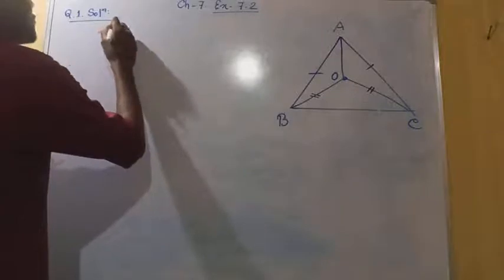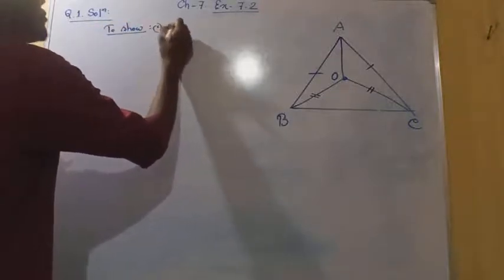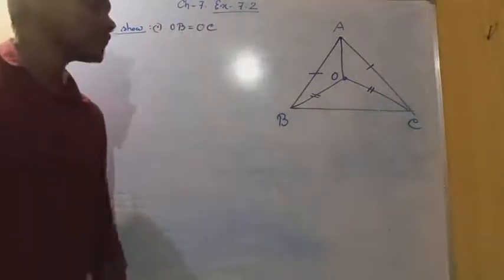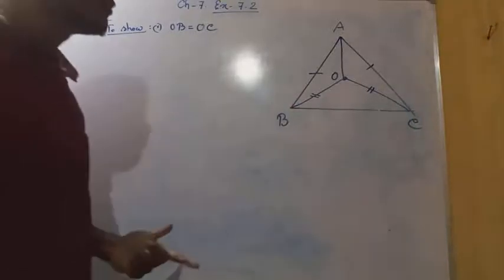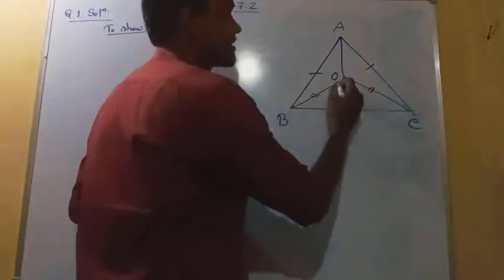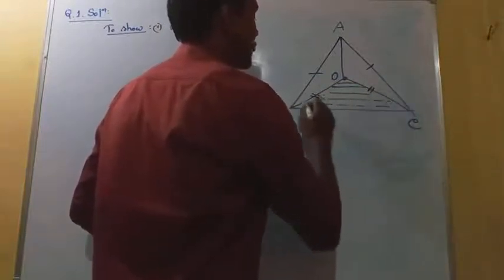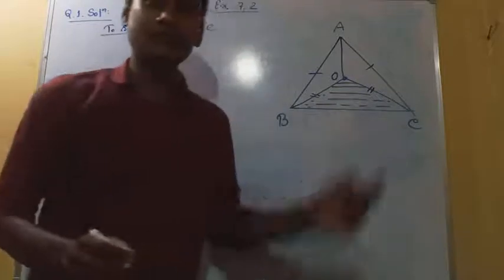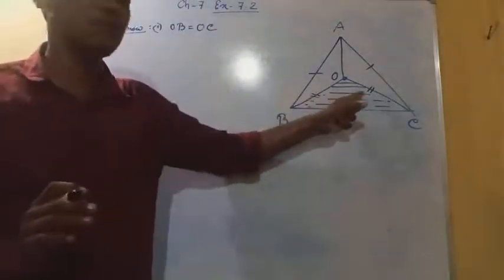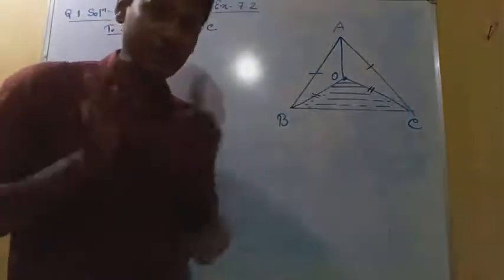What to show? First thing, we need to show that OB is equal to OC. While we want to say OB is equal to OC, we know that this OB side and this OC side belong to this particular triangle. Now we all know, if two sides are equal in a triangle, then the opposite angles have to be equal, according to the theorem.